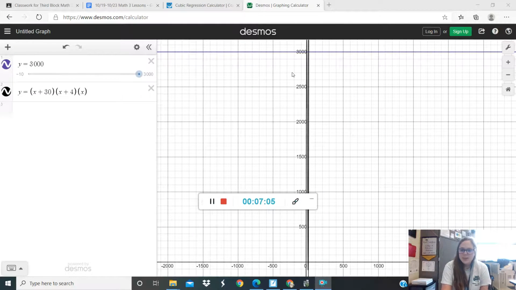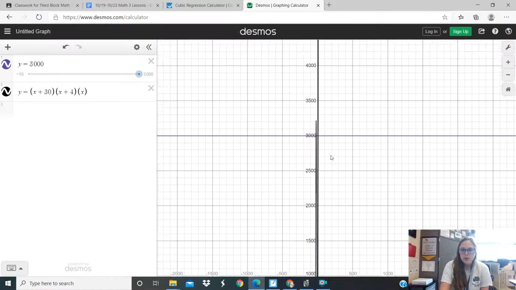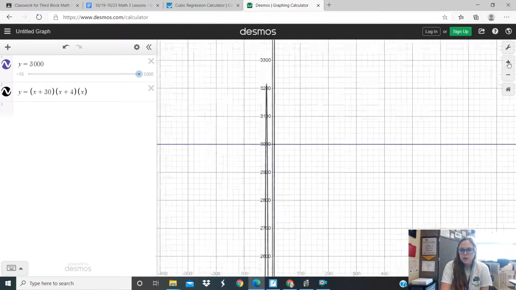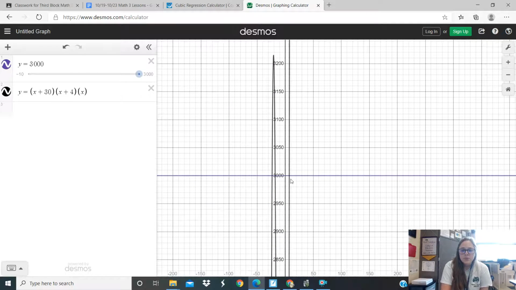Okay, so to be able to see the line y equals 3,000, I had to zoom out to this point. So you can't see your actual cubic or like model here very well, but I'm going to come up here and zoom in a little bit, like right around the point, and it looks something like this. So you see that there are 3 intersections at 3,000.